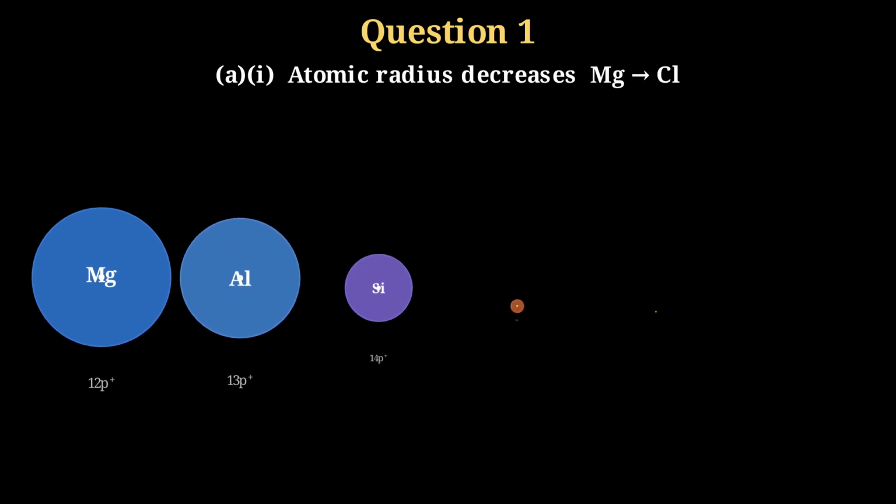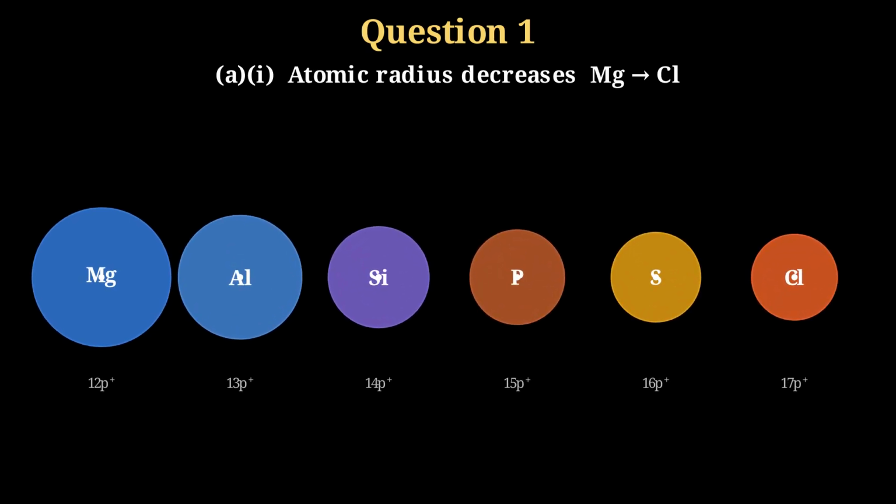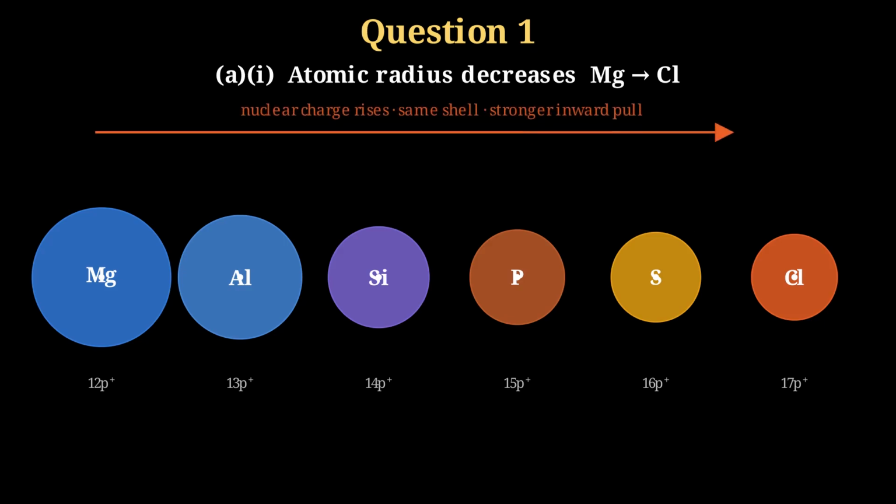First, why does the atomic radius get smaller from magnesium to chlorine? Here are the 6 atoms drawn to scale. Notice how each one is smaller than the one before it. The reason is this. As we go across, we keep adding protons to the nucleus, so the nuclear charge increases from 12+ up to 17+. But the electrons are still going into the same energy level, the same shell, so the stronger positive nucleus pulls the outer electrons in more tightly, and the atom shrinks.